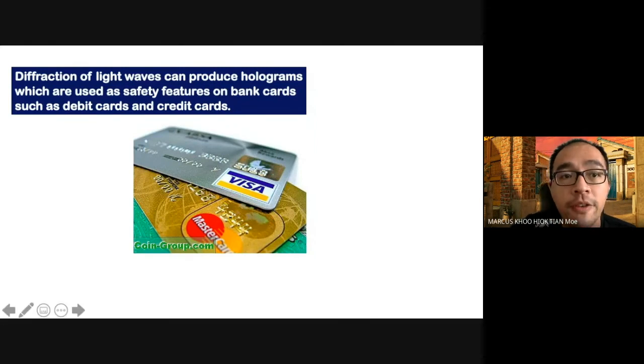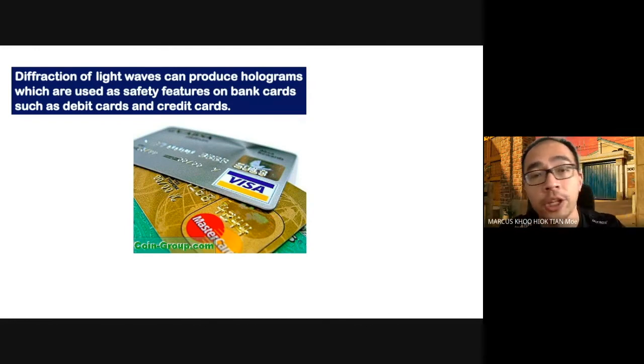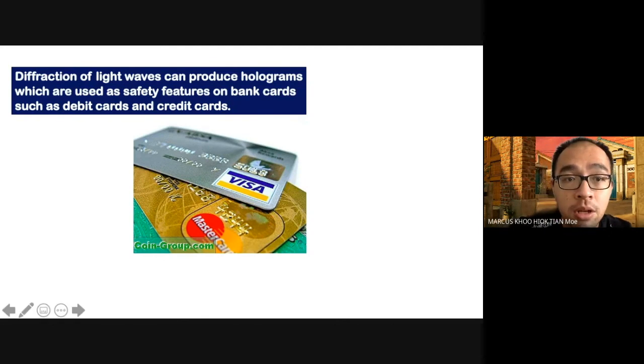Credit card. So diffraction of light waves can produce holograms, which are used as safety features on bank cards, such as debit cards or credit cards. And this is actually found even in your IC. You know, your IC, there's a hologram inside your IC, right? Like if you turn off the light and just switch on the ultraviolet, you can see a picture of yourself. I'm not going to show you my IC in public lah, okay? But you can take out your IC and look at it yourself. Your bank card, if you have a bank card, you see this hologram over here. Those are safety features lah.